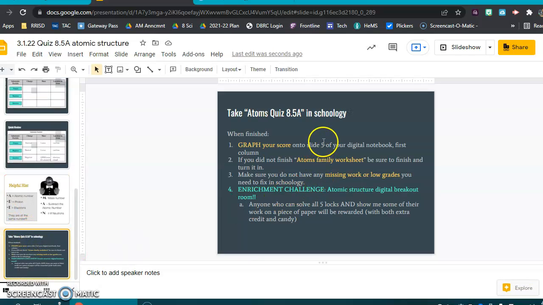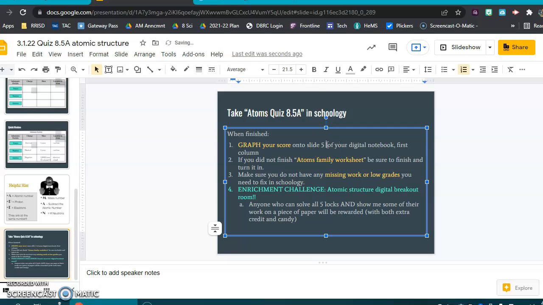So today you're going to graph your score onto slide 5 of your digital notebook, and you're going to put that under 8.5a quiz. So you make sure that that's the one you put under. If you didn't finish the Addams Family worksheet, do that. Make sure you don't have any missing work. There's a lot of people missing our Ed puzzles, so please get those. And then there's an enrichment challenge, which the link will be in Schoology if you get that far, but I'd rather you do the late work.